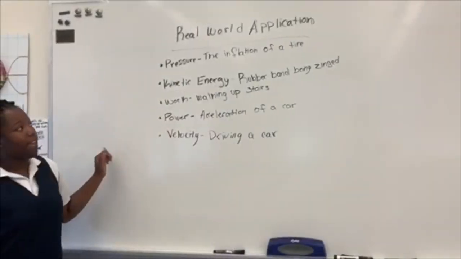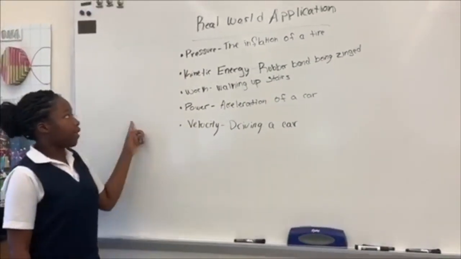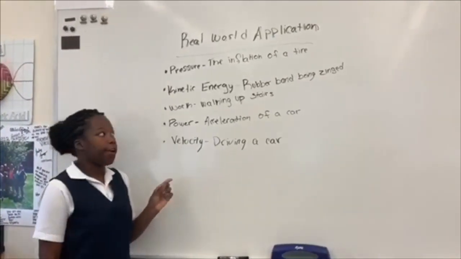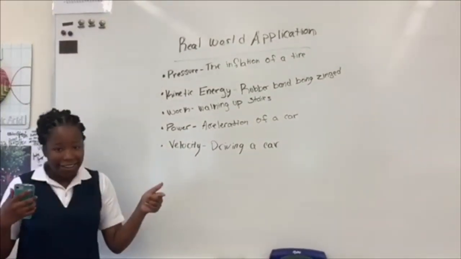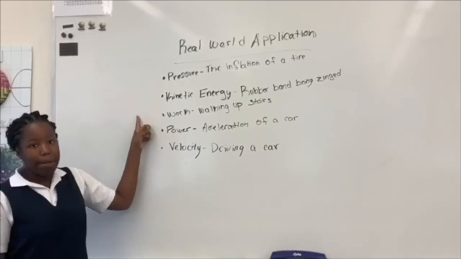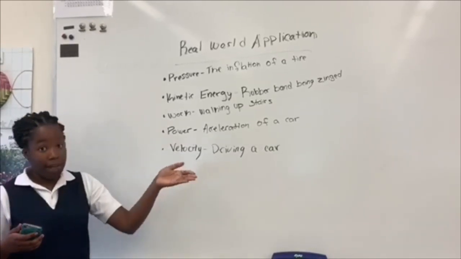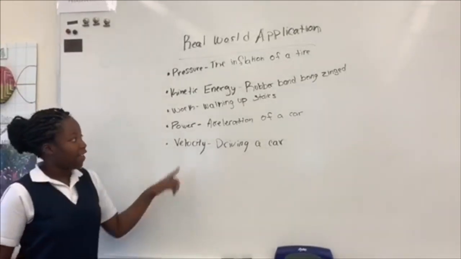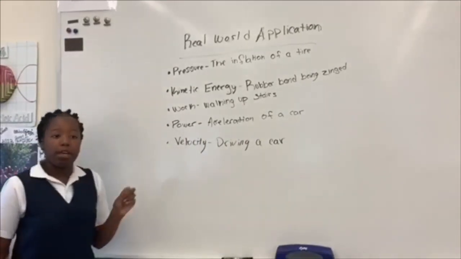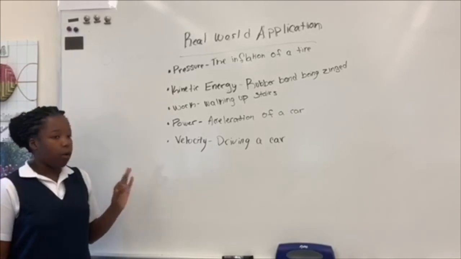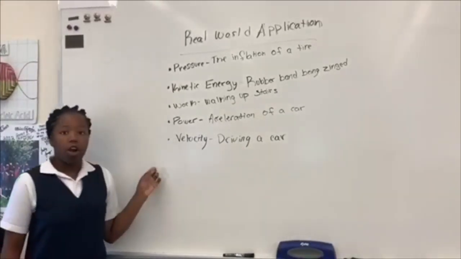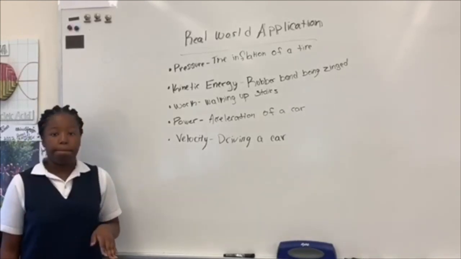All of our physics concepts can be put into real-world applications. For example, the inflation of a tire is pressure because the pressure of air is what inflates the tire. A rubber band being zinged is kinetic energy because the rubber band, when it is in motion, is a mass in motion. Walking upstairs is work because you need to work to go up the stairs. And the acceleration of a car is power because the car uses the power of the fuel to accelerate forward. And velocity is driving a car because the car is going a distance over an amount of time.